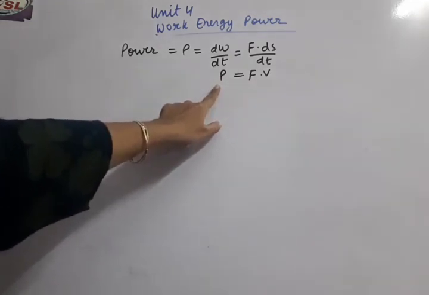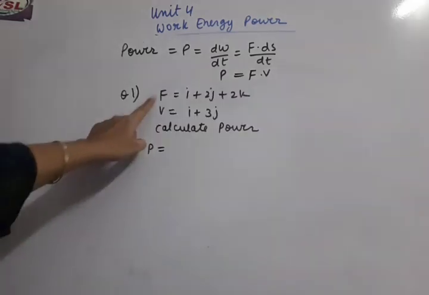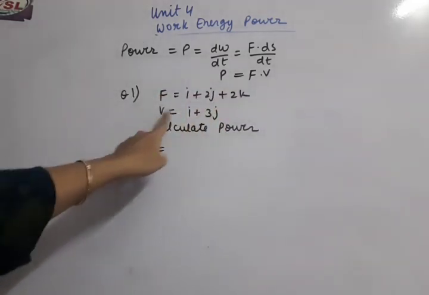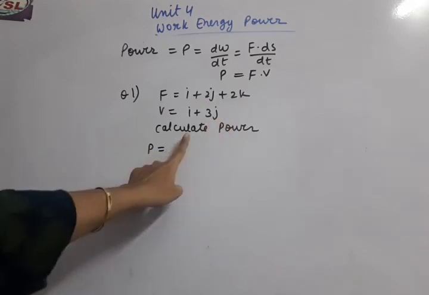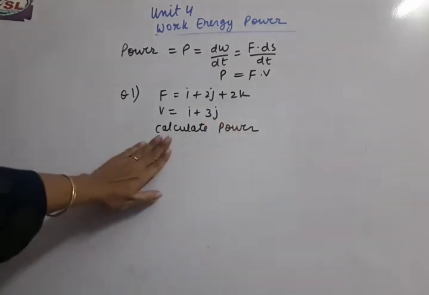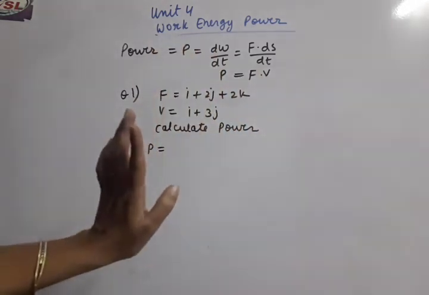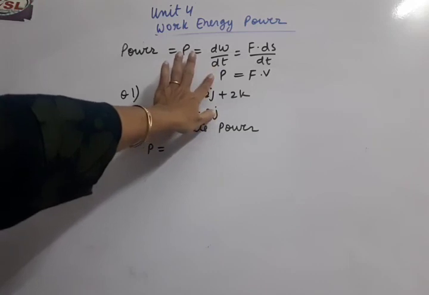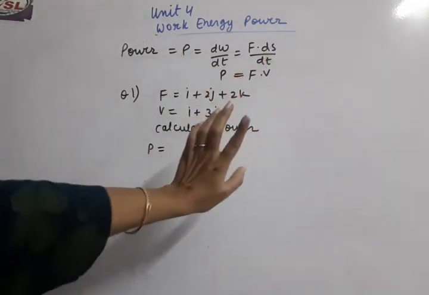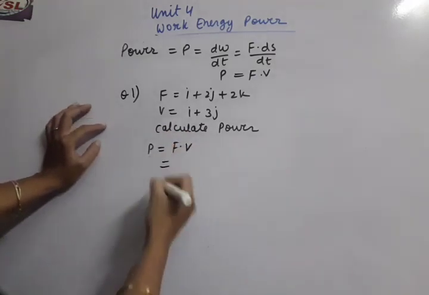Suppose in any question, force and velocity are given in terms of vectors. Force is given in form of vector, velocity is also given in vector. Calculate power is asked. You may be confused how to calculate power, but remember this formula. F dot v is power. Power is also a scalar quantity. That's why it is the dot product. So F dot v we need to do so that the power answer will come.